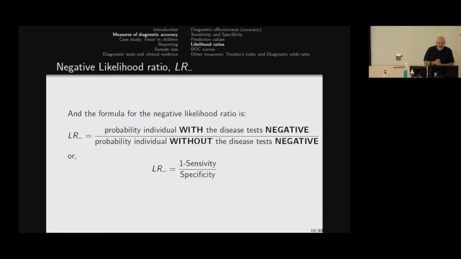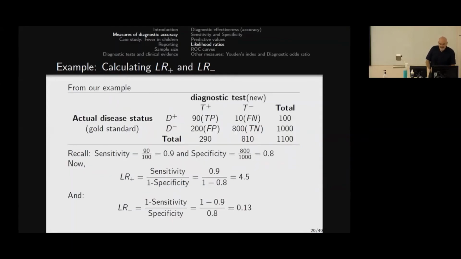The negative likelihood ratio is the probability an individual with the disease tests negative, so that's a false negative, over a true negative, which is the probability an individual without the disease tests negative. Now, I'll come back to these and talk about them in a lot of detail when we talk about the diagnostic odds ratio. But let's go through an example here, and it's all quite simple.